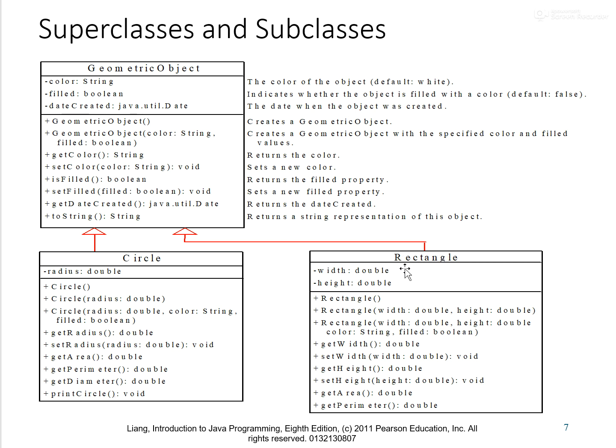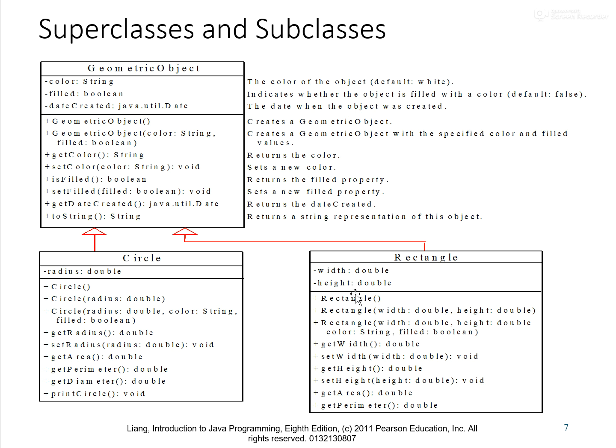Similarly, the rectangle also has an is-a relationship with geometric object. Rectangles, however, don't have radius. They have a width and a height. So you can see, while all of these things make sense for a circle and also make sense for a rectangle, the shape-specific member variables and methods are kept inside of the circle and rectangle classes respectively.